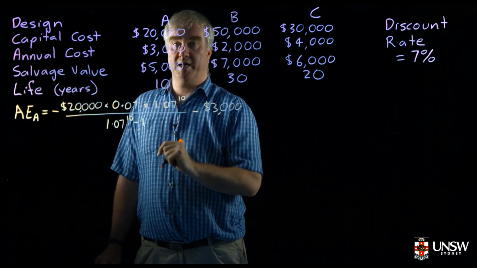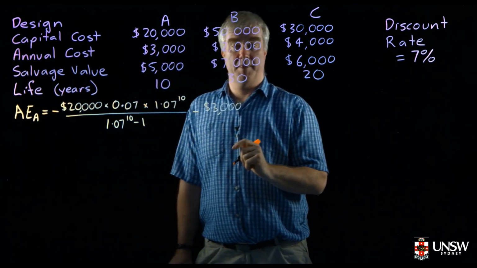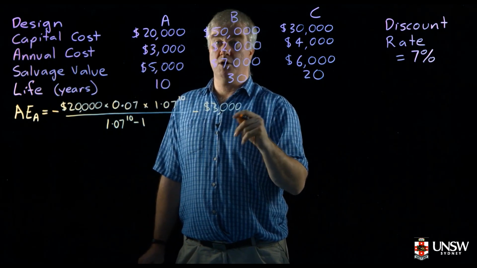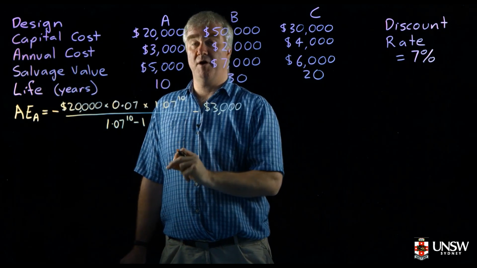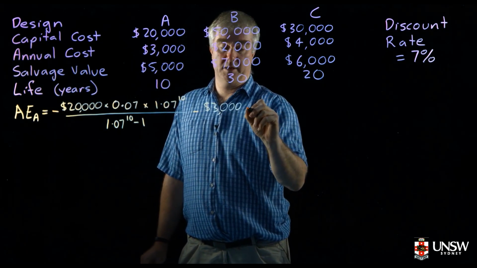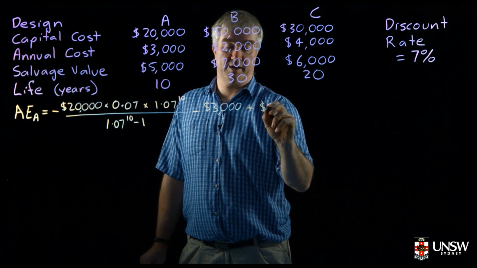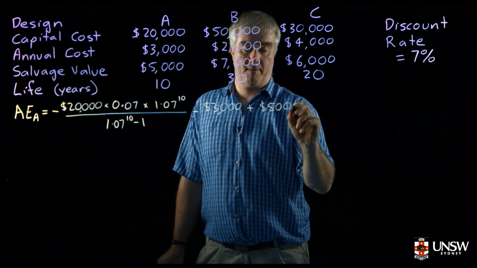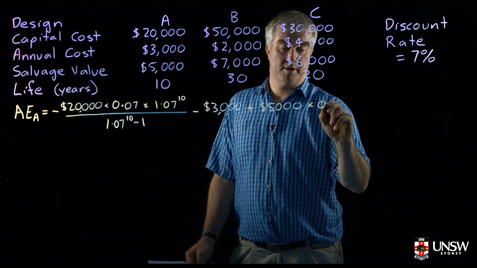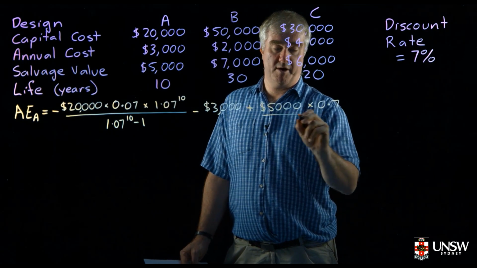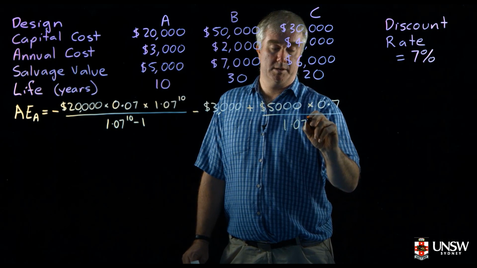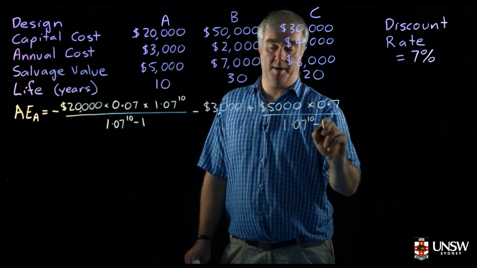However, this is already an annual cost, so that bit's done. Then we need to consider our salvage value. So this time we get the money. So we're going to get $5,000 for selling our radio tower as scrap. So plus $5,000 times 0.07 divided by 1.07 to the power of 10 minus 1.